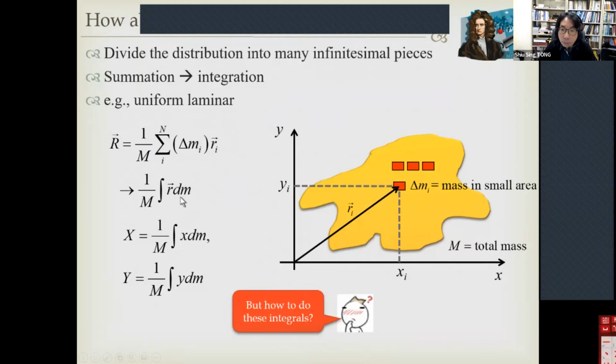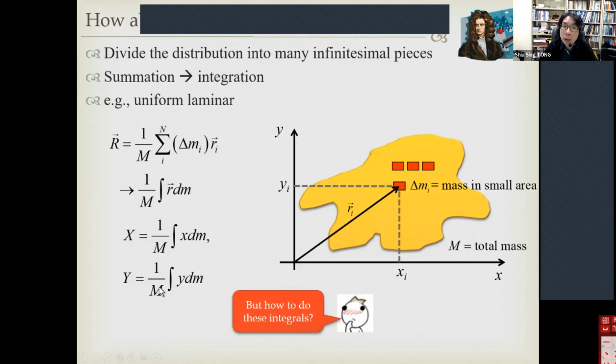If you like, you can decompose this formula into two components for ease of calculation. For the x component, you integrate x dm over the total mass, while for the y component, you integrate y dm over the total mass.